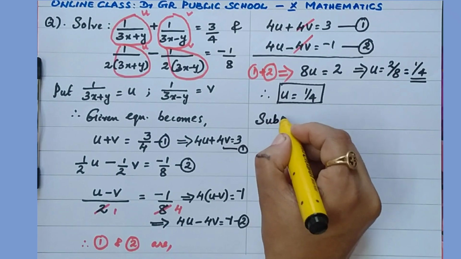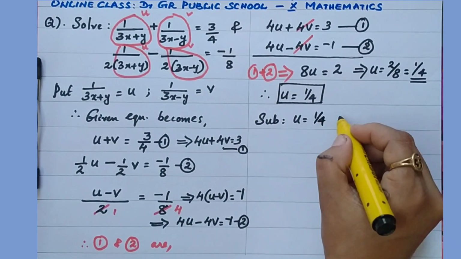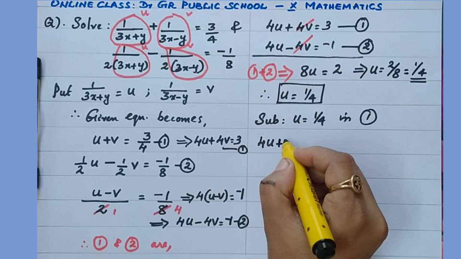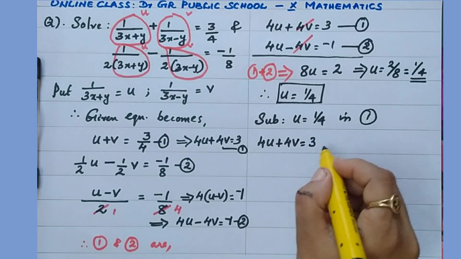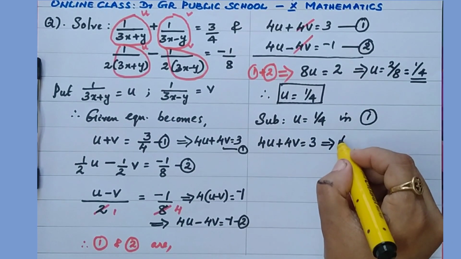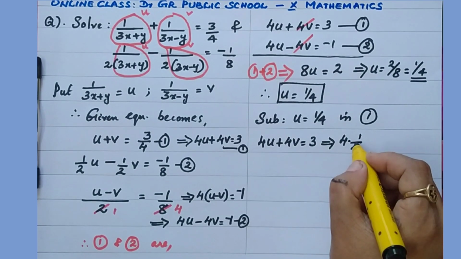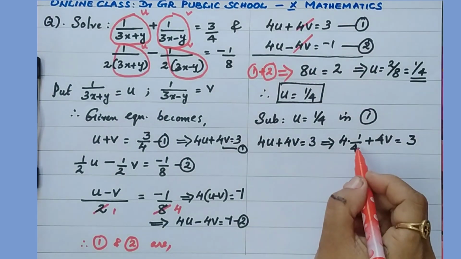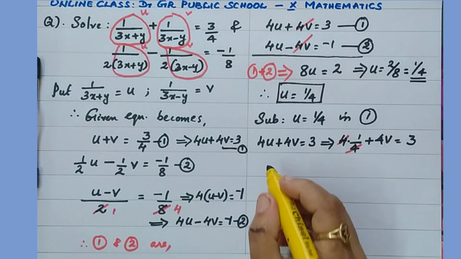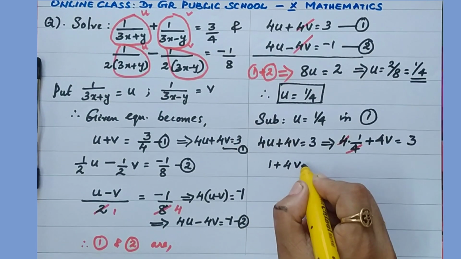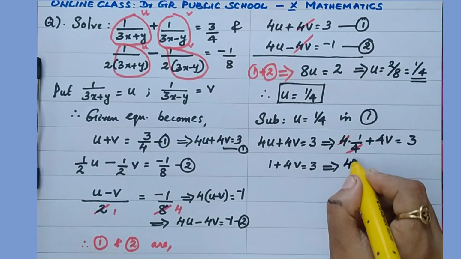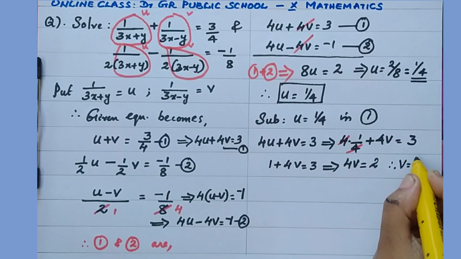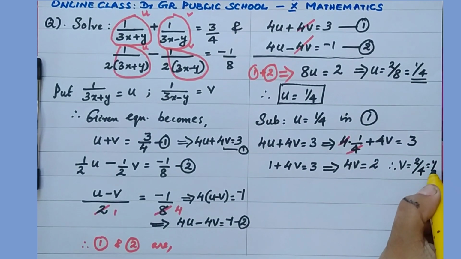Substitute u equals 1 by 4 in any of the equations, say equation number 1. What is equation 1? 4u plus 4v equal to 3. This is your equation number 1. When substituting, it becomes 4 into the value of u, which is 1 by 4, plus 4v equals 3. Again, this 4 gets cancelled. The remaining is 1 plus 4v equals 3, which implies 4v equals 3 minus 1, which is 2. Therefore, v equals 2 by 4, which is 1 by 2.